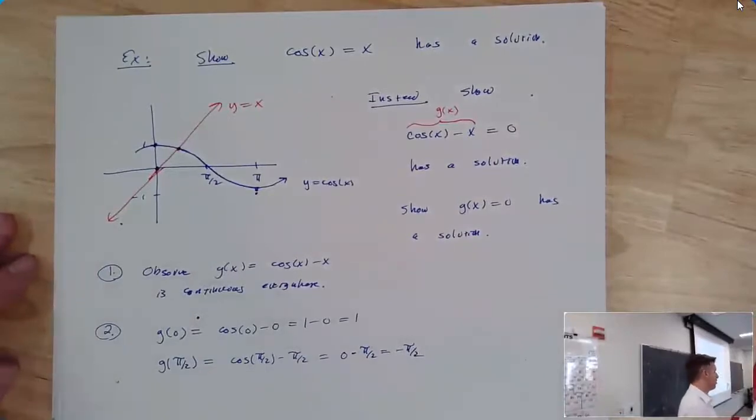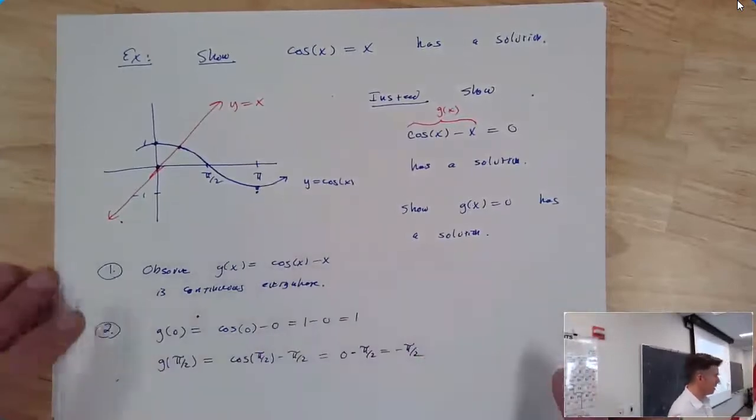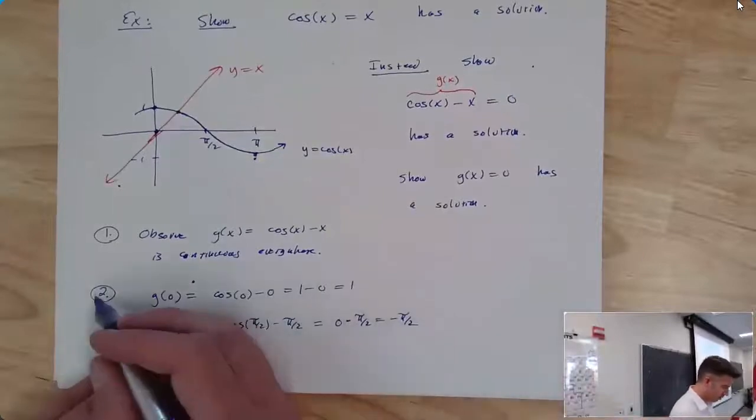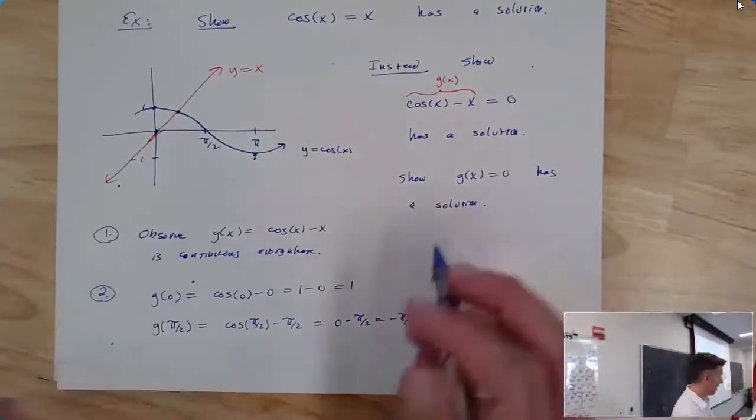Sometimes they make this problem harder by saying it has to be between 0 and 1, and you have to work a little bit harder. We can talk about it in a second, but let's finish this up first. So then part 3, we've got everything we need.